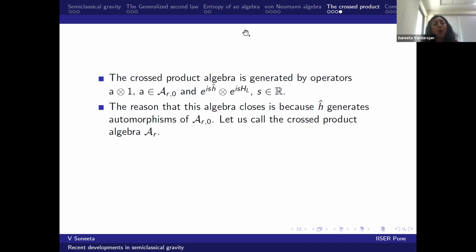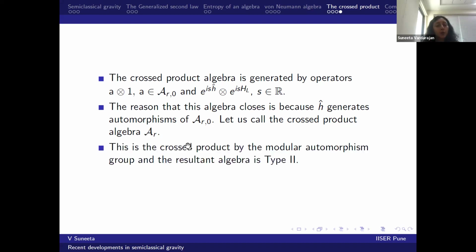So effectively, although I have written a technical statement here, you remember that what we have done is we have added one more operator and we've added one more Hilbert space on which the operator acts. Okay. So this is my new crossed product algebra, and the theorem in von Neumann algebras tells me that the resultant algebra is type 2.